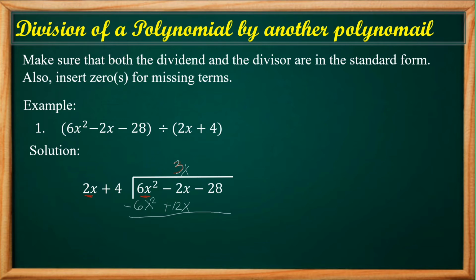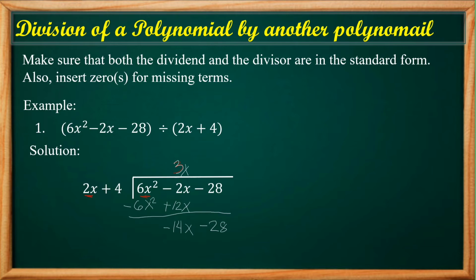6 minus 6 is 0. Negative 2 minus positive 12, the answer is negative 14x. Okay, that is what happens. Then, after that, bring down negative 28.